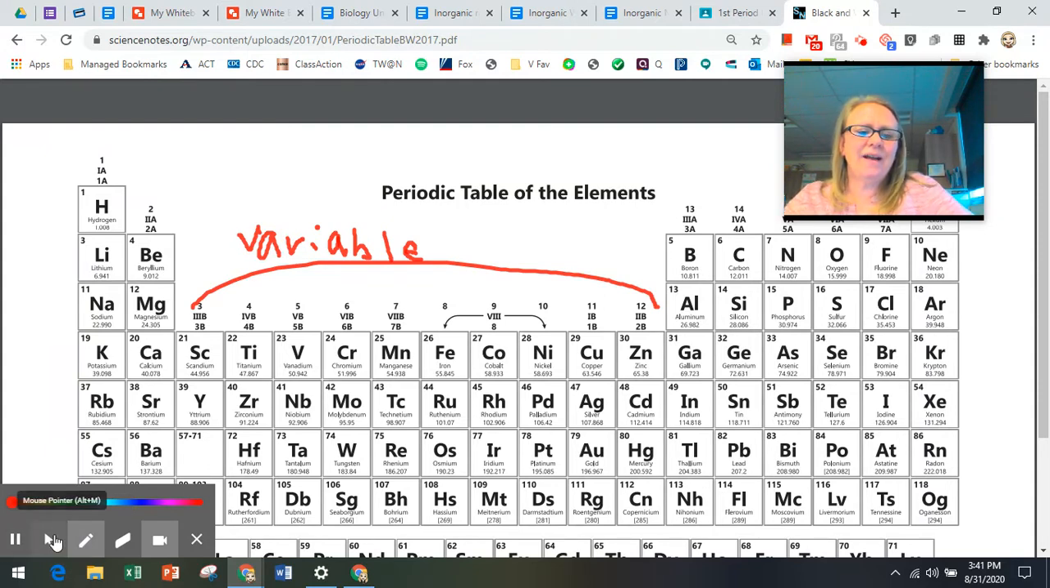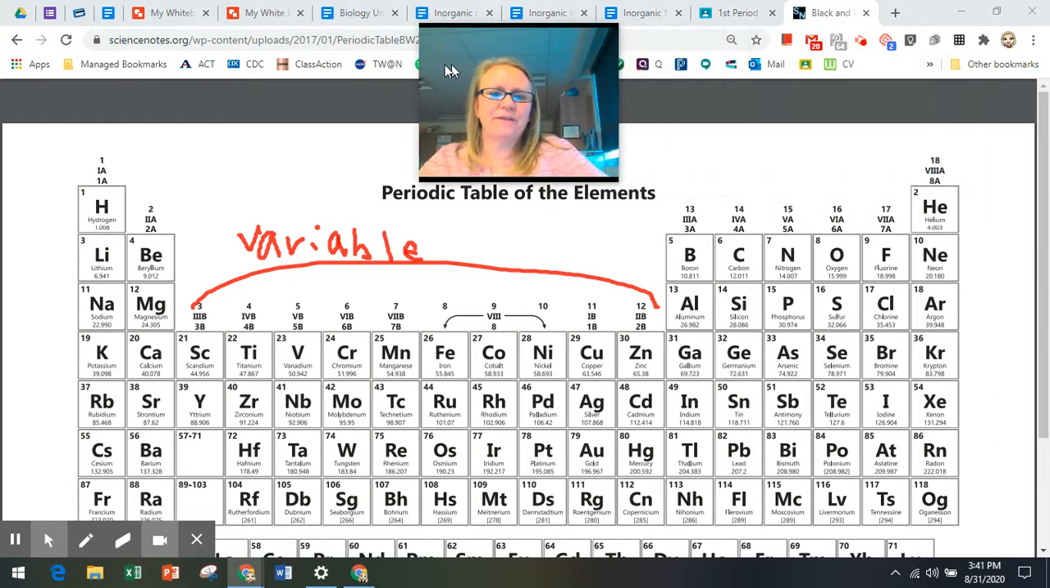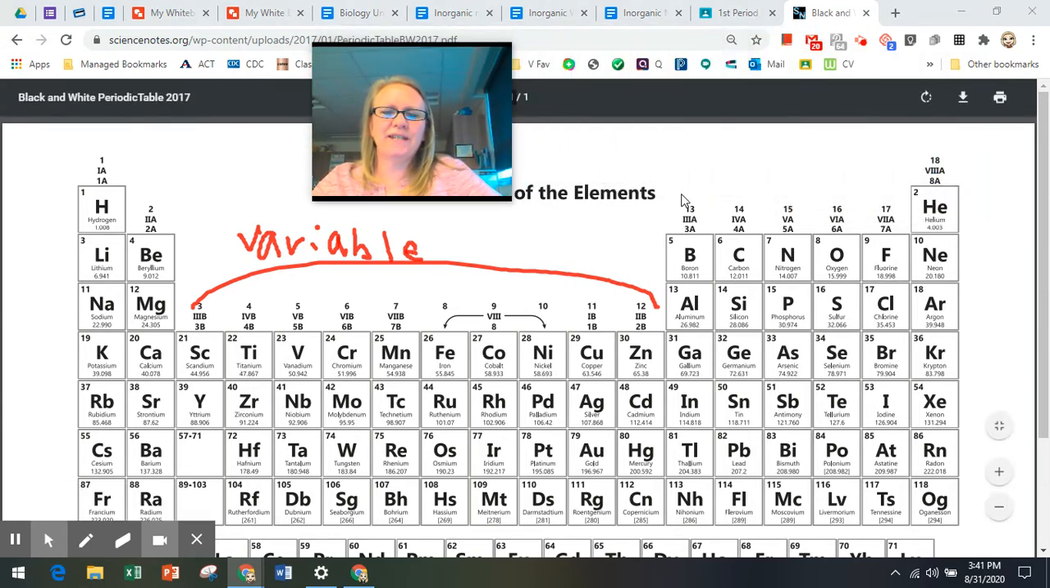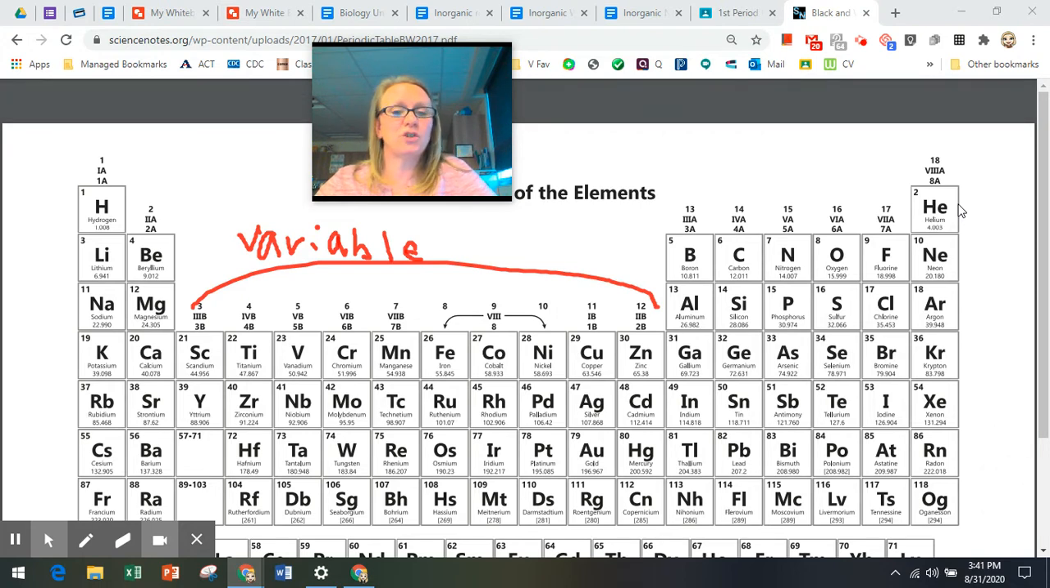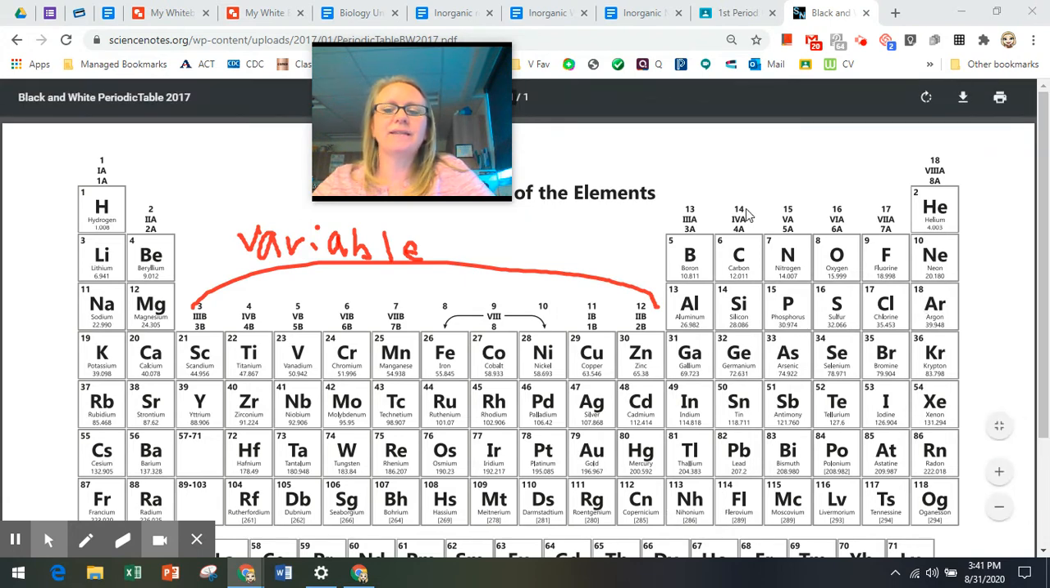So now we want to look at the rest of the chart. We've got 13 through 18. And the way that you figure that out, just like it says in the directions, is subtract 10. So everything in group 13 minus 10 would have 3. So it has 3 valence electrons. 14 minus 10 is 4. So that pattern continues. 3, 4, 5, 6, 7. And then everything in group 18 has 8 valence electrons.